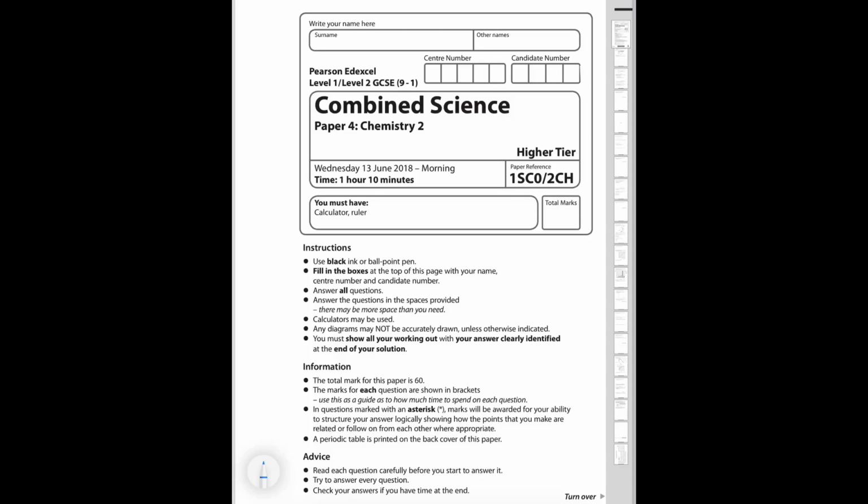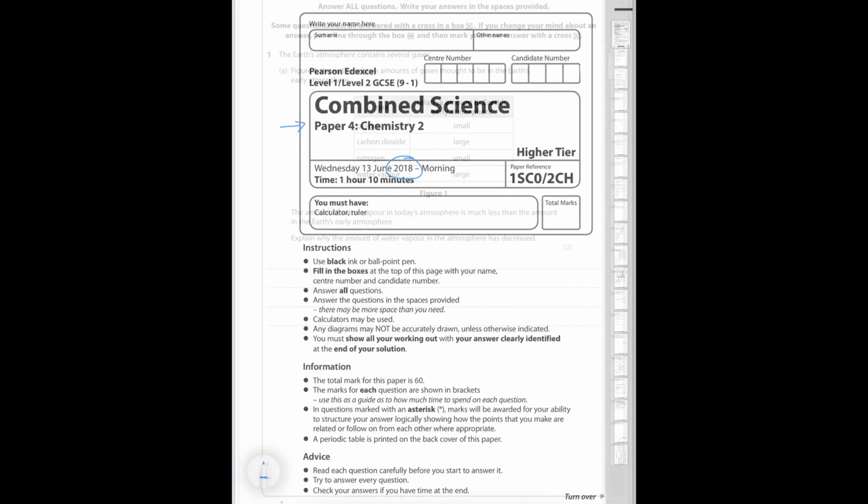Everyone, and welcome to the Edexcel Combined Science Paper 2 walkthrough. This is the 2018 paper, and I highly recommend that you go through the full paper with me, because if you gain a couple of marks on every single question, you will go up a whole grade.